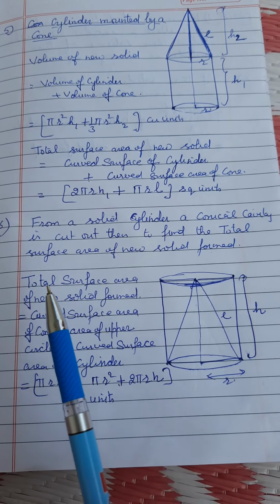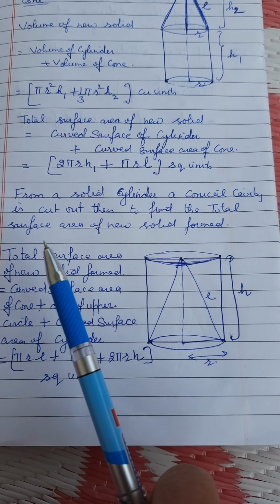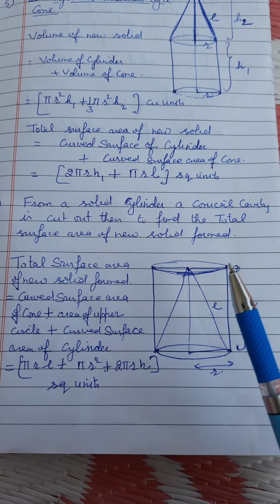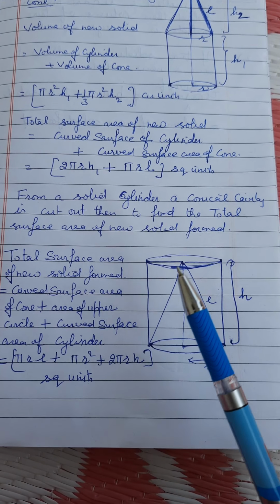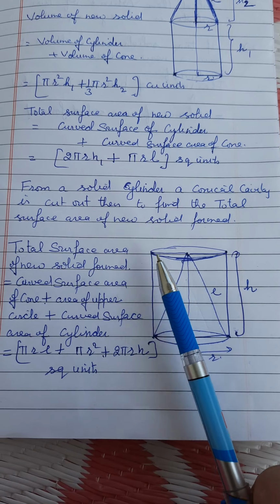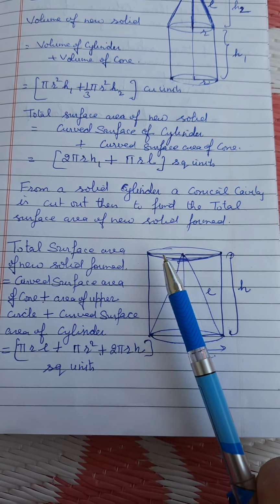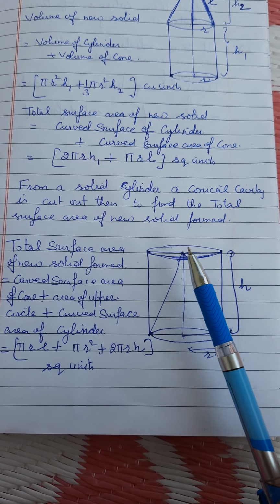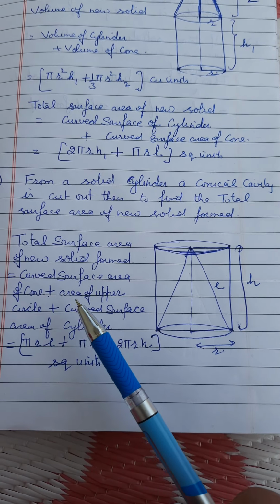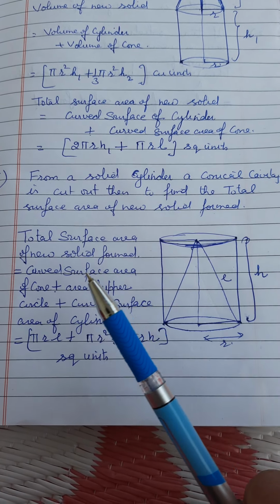Now next is, from a solid cylinder a conical cavity is cut out. It is a solid cylinder given and a cone is cut from it. Again listen, it is a solid cylinder, it is not a hollow cylinder. From this solid cylinder a cone is cut out. Then we are to find the total surface area of the new solid formed.